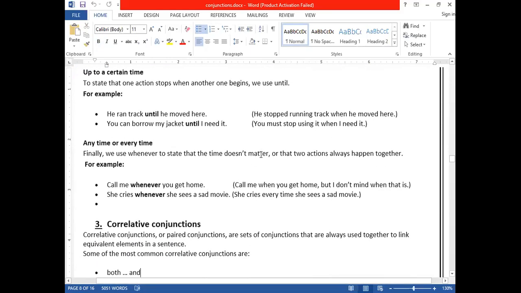Anytime or every time. Clear? Finally, whenever, to state that the time doesn't matter, or the two actions always happen together. Call me whenever you get home. Whenever, time. So time doesn't matter. When it doesn't matter, like whenever. Clear? You can take your IELTS test whenever you are prepared. Time doesn't matter. Clear? So for that purpose, we use such things.